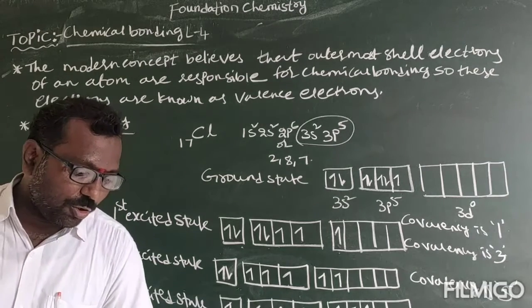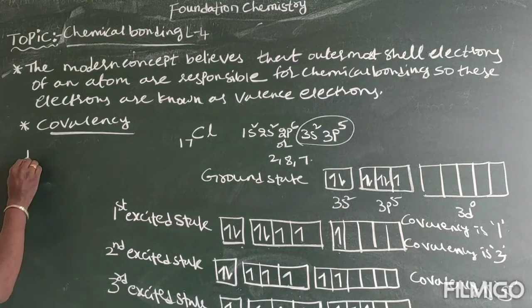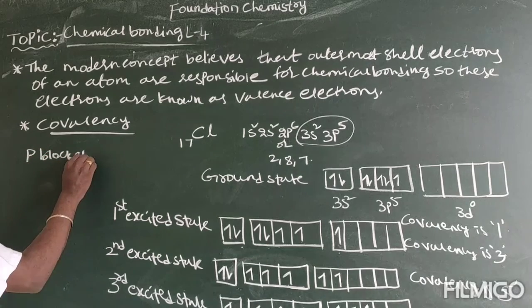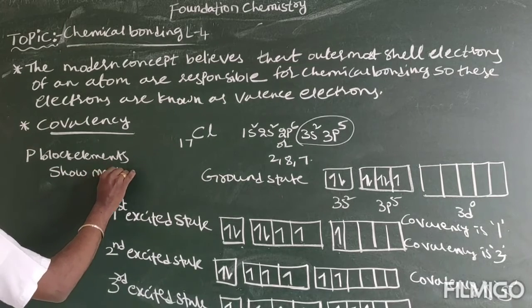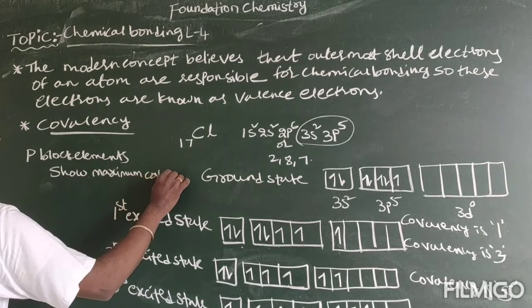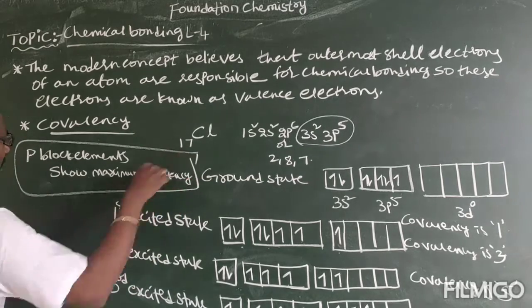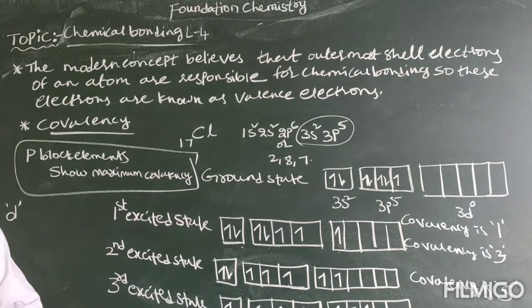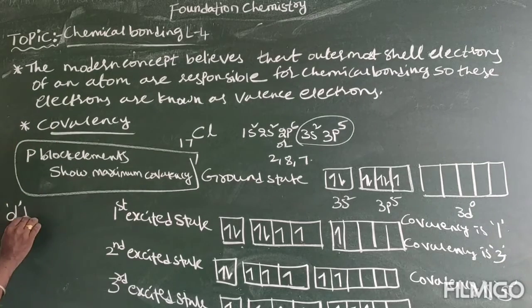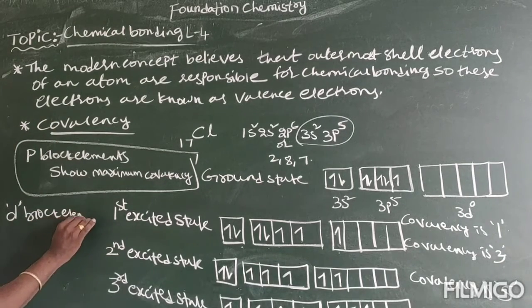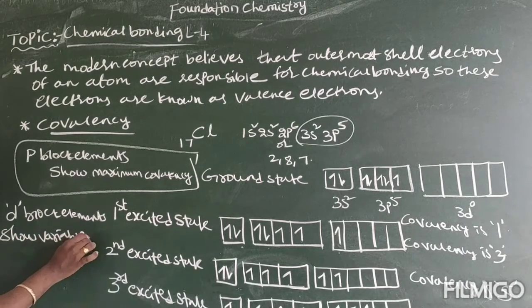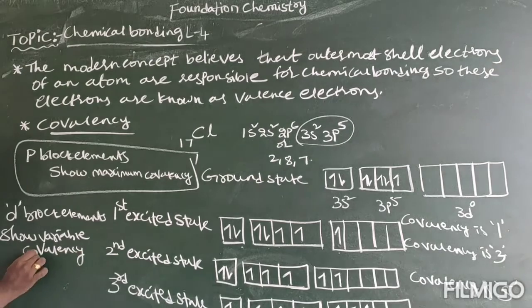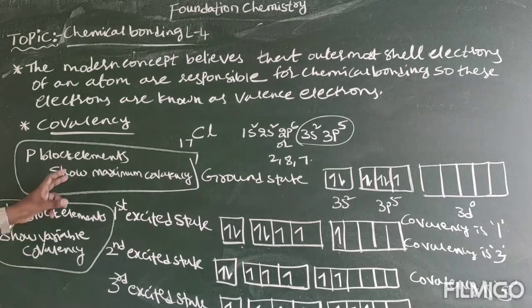And p block elements show maximum covalency. D block elements will show variable covalency. Have you understood the difference between valency and covalency?